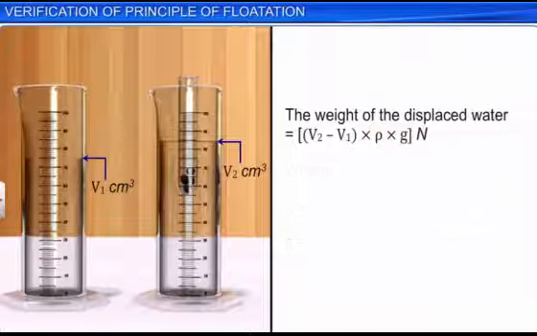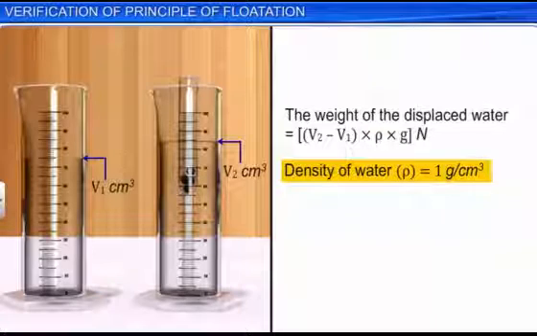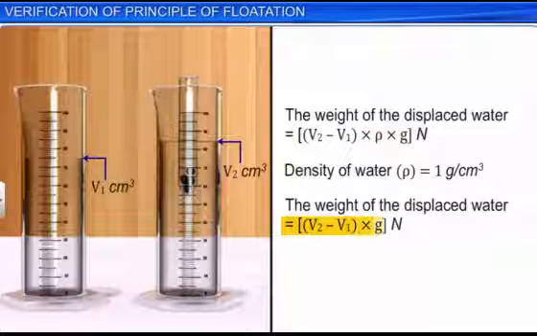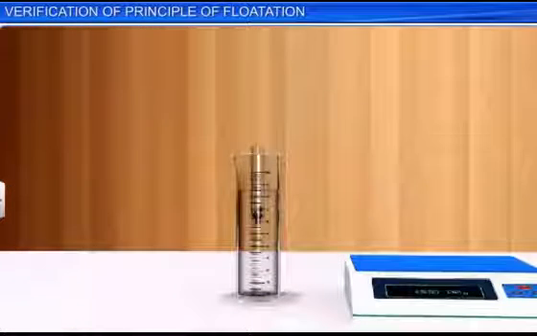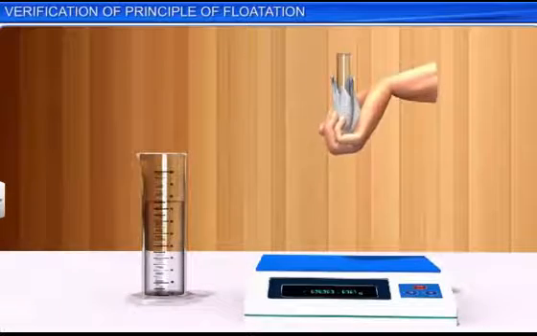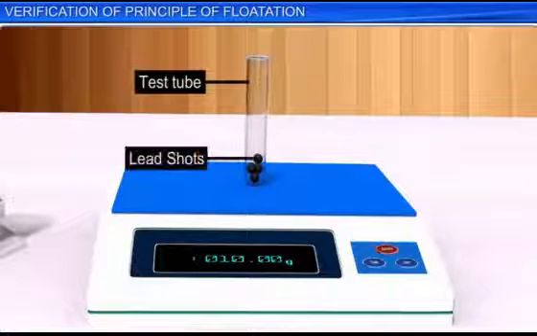We know that the density of water, ρ, is equal to 1 gram per centimeter cube. Hence, the weight of the displaced water is equal to (V2 − V1) × g Newton. Now, take out the test tube and wipe it dry using tissue paper. Next, weigh the test tube along with the lead shots and note the reading. Let this weight be W.